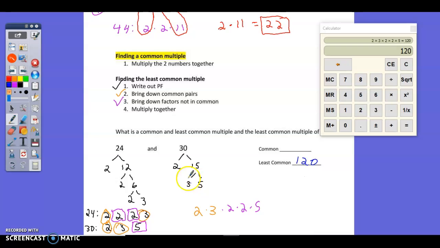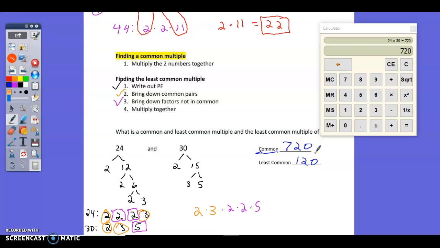This is good for when we get into fraction practice, but also I think an easier way, because this seems like a lot of work, is just to find a common multiple between the two numbers. All right, so how we're going to do that is you just take your two numbers and multiply them together, because obviously if you multiply them together, that number can go into each of those that many times. So I can just take 24 and 30, multiply them together, and that gives me 720.